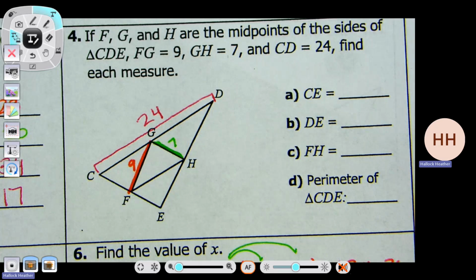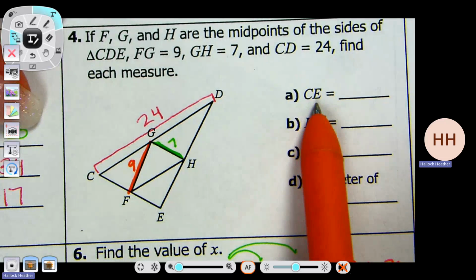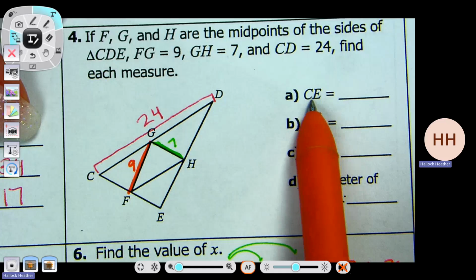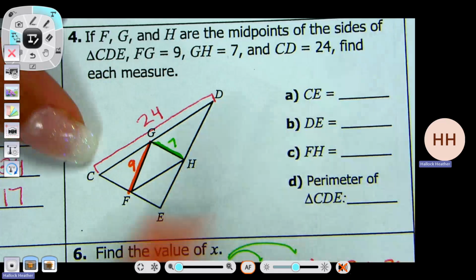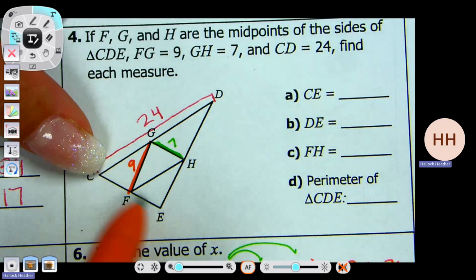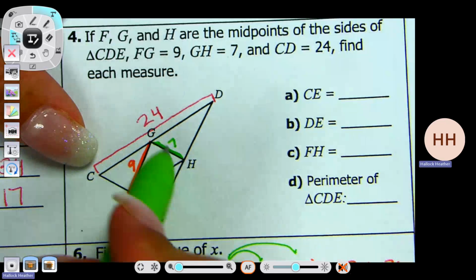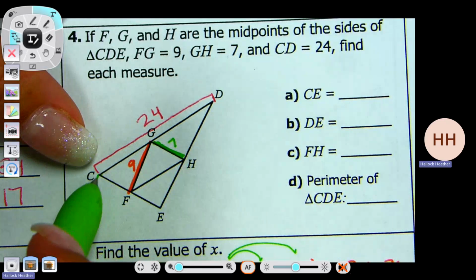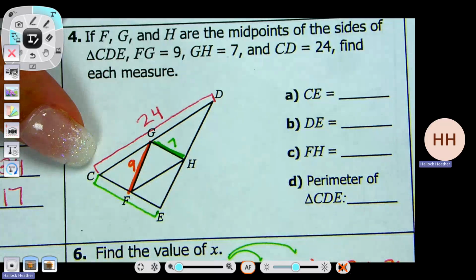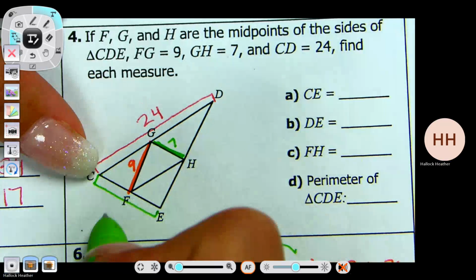The whole point of this is finding the parallel side. You take the parallel side, and you either cut it in half or multiply by 2. So either dividing by 2 or multiplying by 2. Let's just go in order. CE is finding this piece. What is that parallel to? GH. So if this is 7 and I need to get bigger, I'm multiplying by 2. So what do I get? 14.